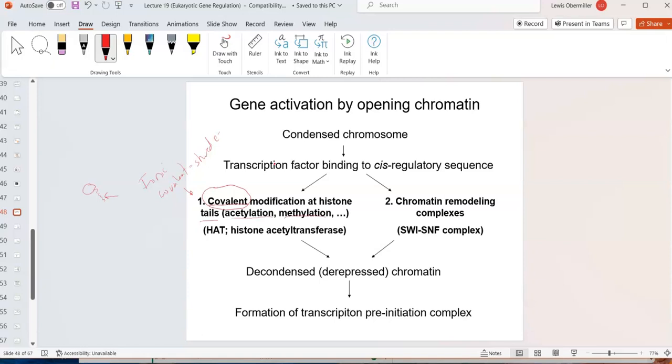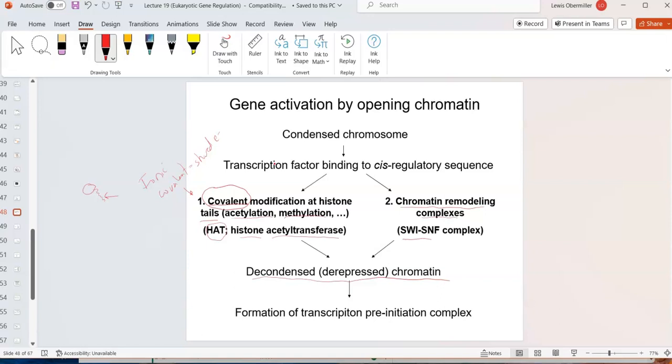And so there is an enzyme called HAT that stands for histone acetyltransferase. When we acetylate this, it decondenses the chromatin. There's also a complex that can physically do this called the SWI/SNF complex. Either way, we can open the scroll, right?